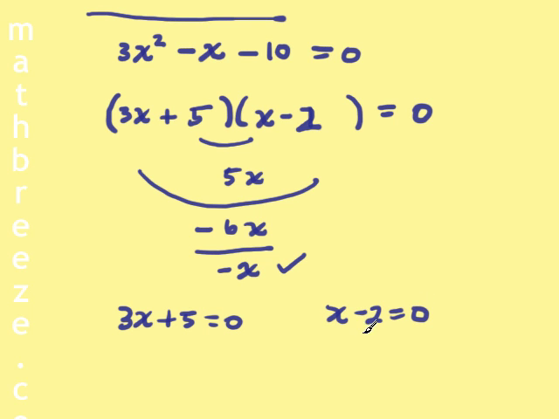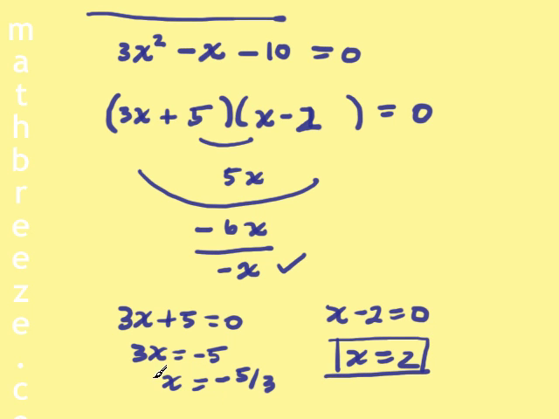and solve. So here we have 3x is equal to negative 5, x is equal to minus 5 over 3, and here we have add 2 to both sides, x is equal to 2. So those are our two solutions, 2 and minus 5/3.